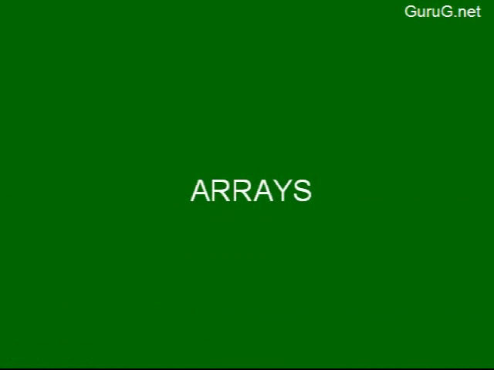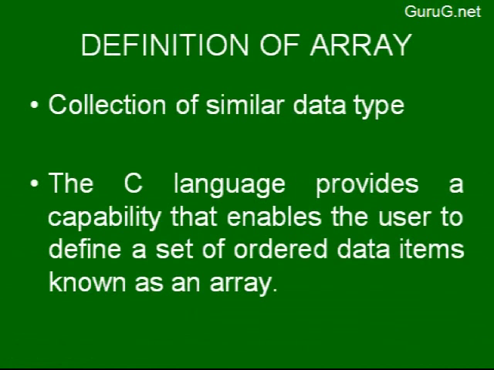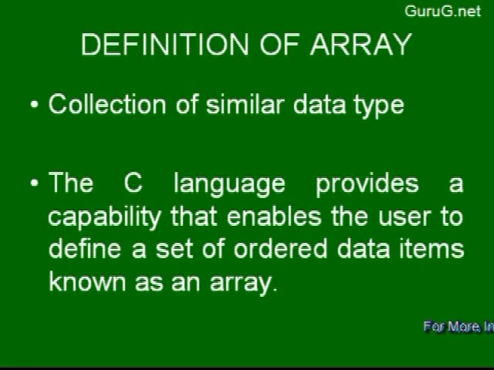The next topic that we are going to discuss is arrays. Definition of array: arrays are a collection of similar data types. The C language provides a capability that enables the user to define a set of ordered data items known as an array. These arrays hold a collection of ordered data of similar data type. It might be integer, float, or character. The character array is generally called a string.